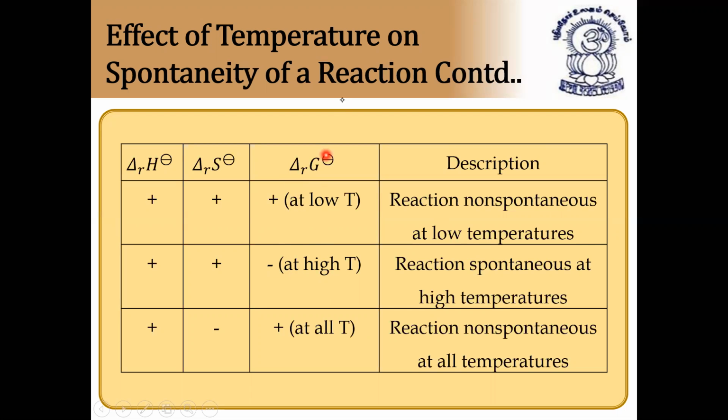If it is high temperature, if T is high, then delta G for this reaction is equal to delta H minus T delta S. Since delta H is positive, and we are given minus T into a positive delta S, this becomes negative totally if T is higher, if T is very high, at high temperatures.